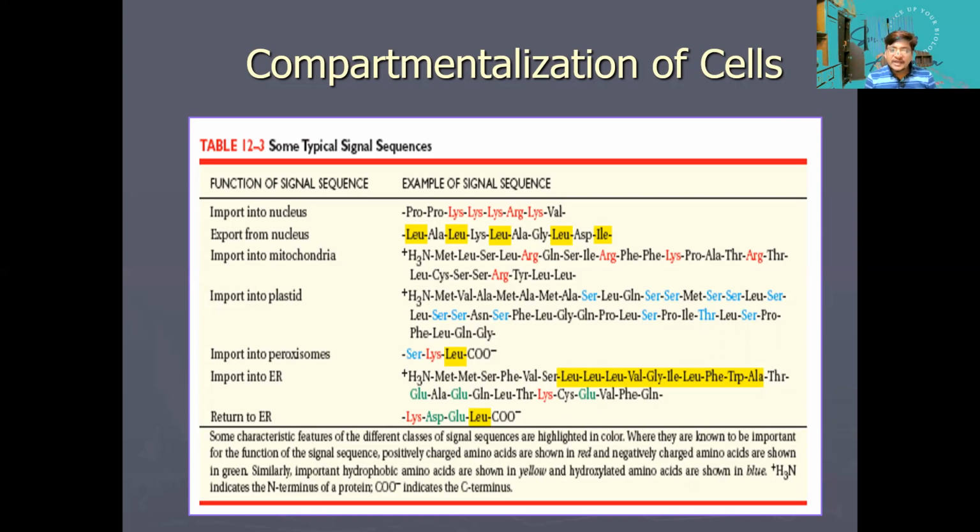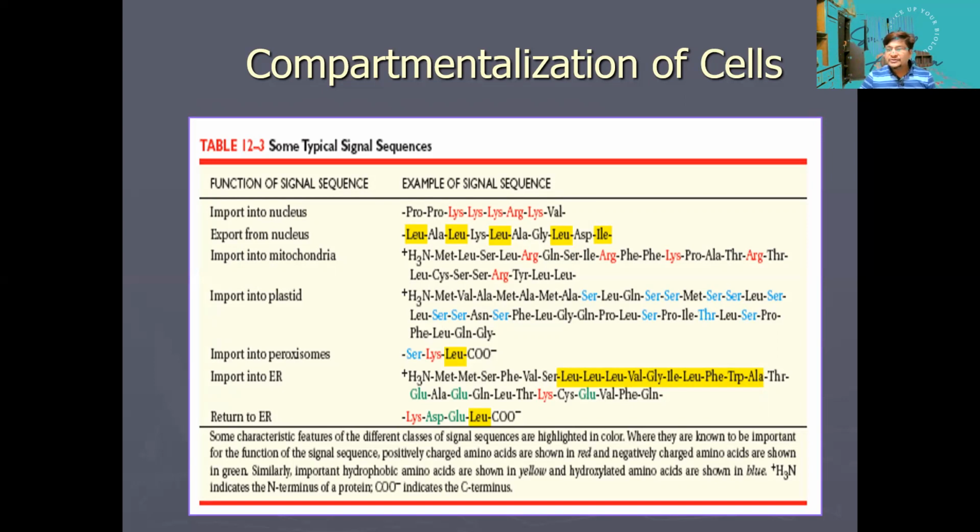Similarly, for the plastid, we have certain important residues, like those shown in blue. Serine residues are very important, present at regular intervals. For peroxisome, the signal is present largely on the C terminus. You can see that there'll be three amino acids: serine, lysine, and leucine. If any protein goes into the endoplasmic reticulum, it will have largely hydrophobic amino acids. And anything which is returning to the ER will have the lysine, aspartate, glutamate, leucine, KDEL signal on the C terminus. These are just some general concepts.